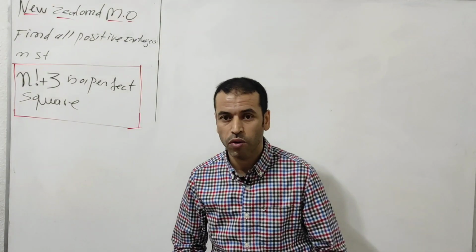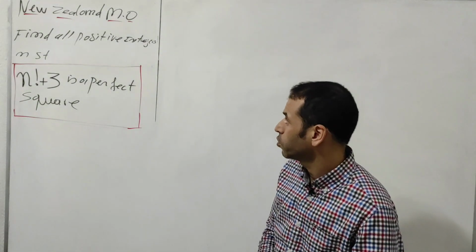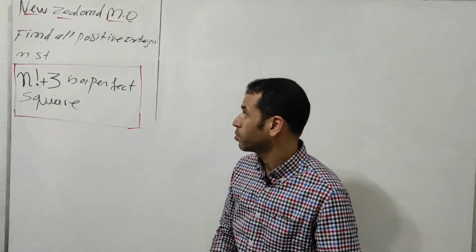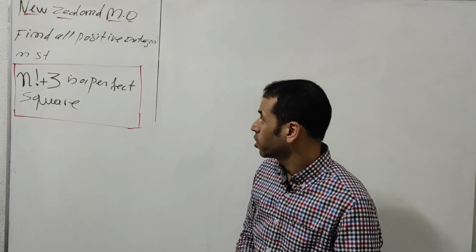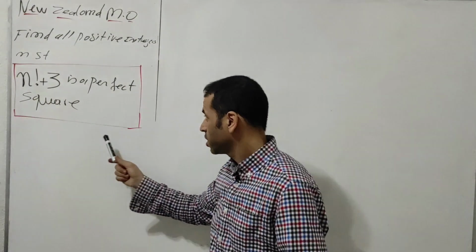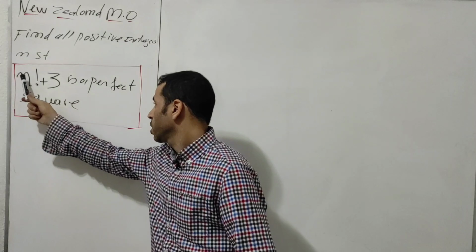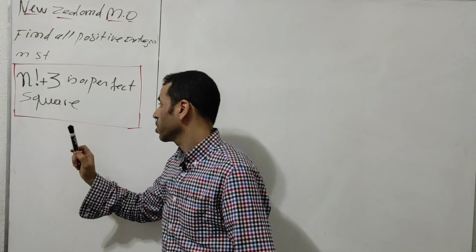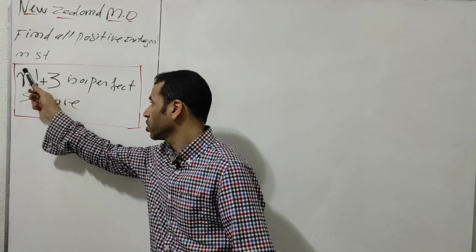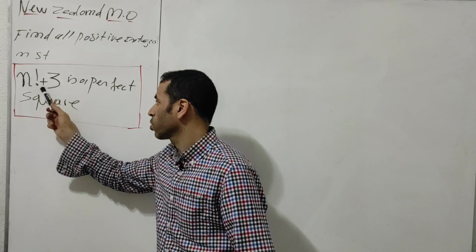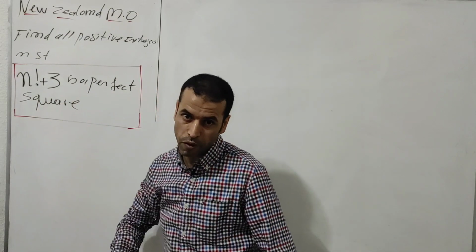Hi, in today's video I would like to introduce a very nice problem from the New Zealand Mathematical Olympiad. Sorry, but I'm not sure which year this problem is from. Anyway, find all positive integers n such that n factorial plus 3 is a perfect square. In other words, we are going to find all integers n based on this condition: n factorial plus 3 must be a perfect square.